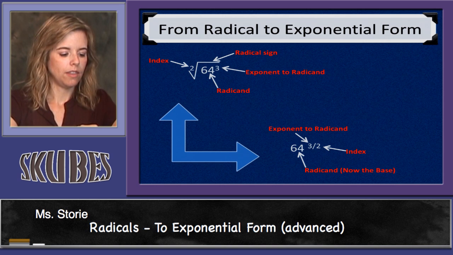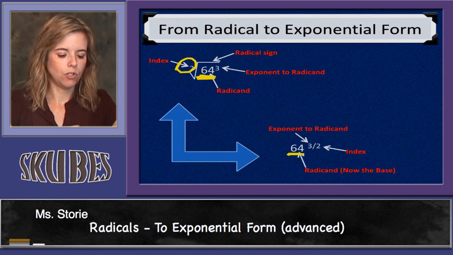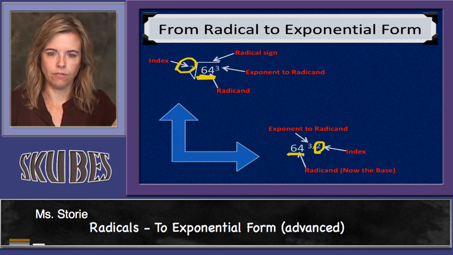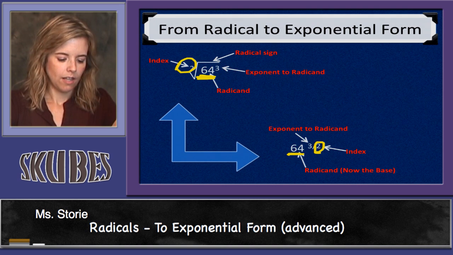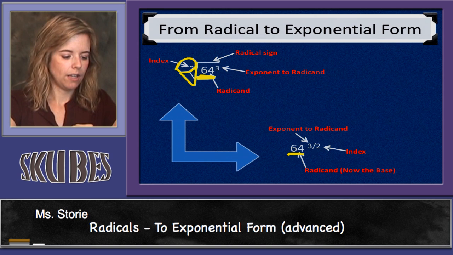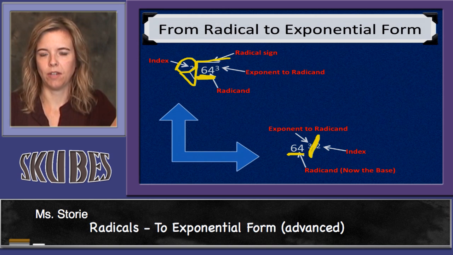So, the radicand of 64 becomes the big base down here. The index of 2 became the denominator. The exponent of 3 became the numerator. And if you notice, that radical sign right here is gone, and it's now a division sign for your exponent.